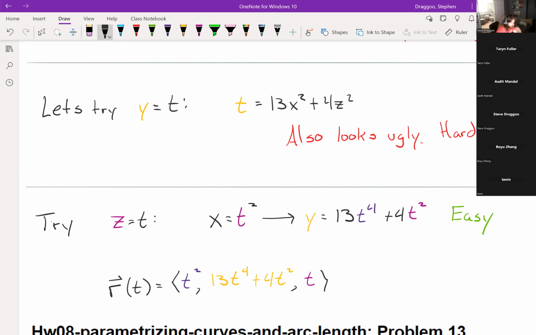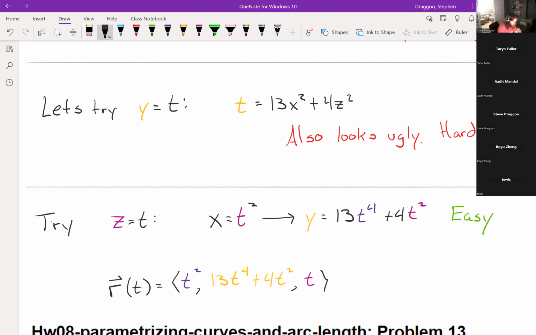So when trying to parameterize some curve, it'll often depend on the specific start. When trying to figure out the best parameterization, oftentimes the start that we have determines how well our parameterization does. So when we tried a couple of parameterizations at the beginning, they weren't great. So we kept going until we found one that was easy.